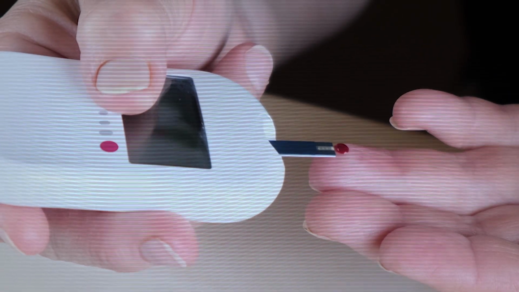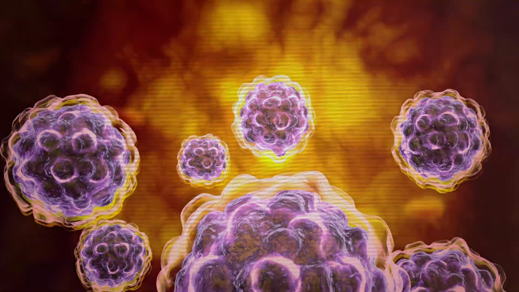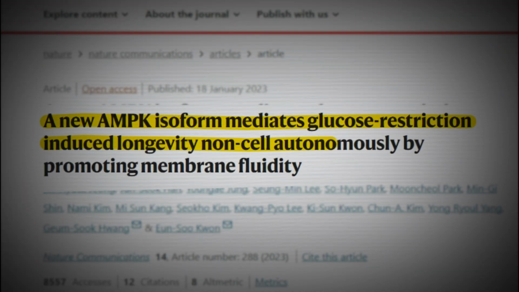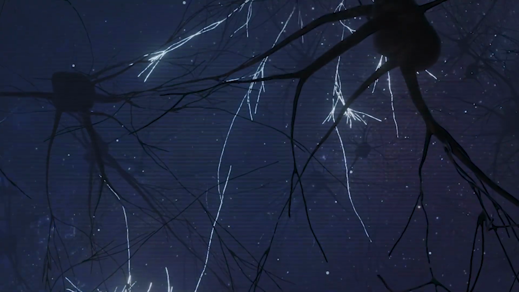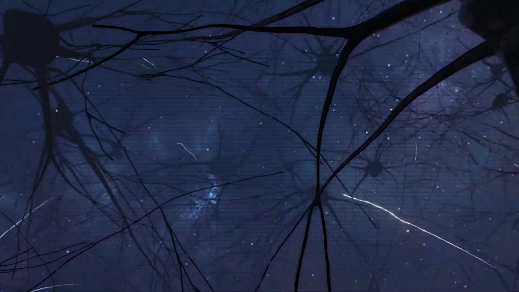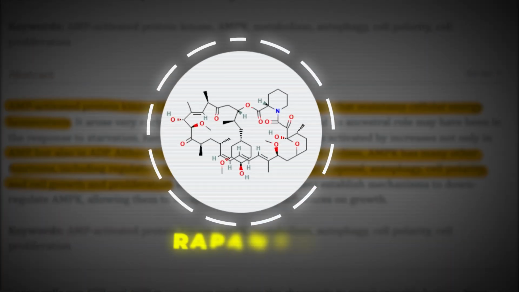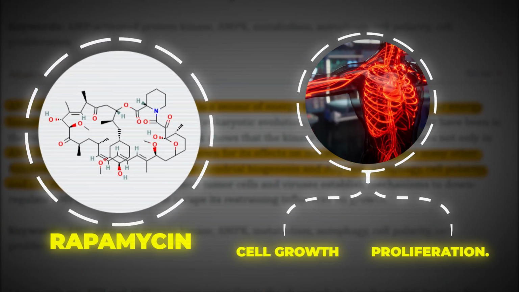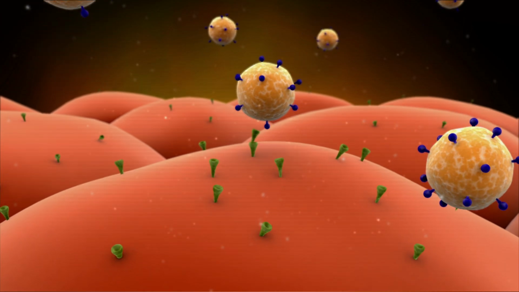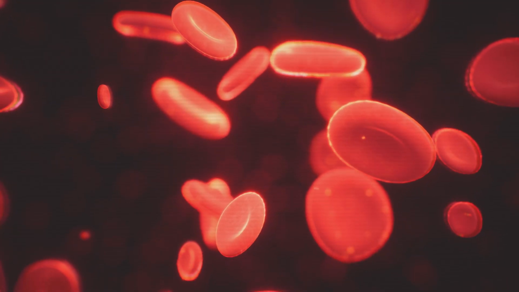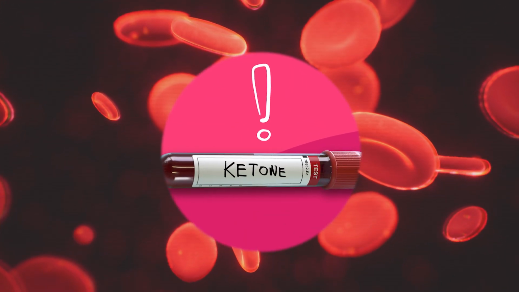This glucose deprivation imposes metabolic stress on cancer cells, which are less adaptable than normal cells to low glucose conditions. A 2022 study published in Nature Communications demonstrated that fasting-induced glucose restriction leads to the activation of AMP-activated protein kinase, also known as AMPK, which is a key energy sensor in cells. Activation of AMPK inhibits the mammalian target of rapamycin pathway, which is crucial for cell growth and proliferation. This inhibition leads to cell cycle arrest and apoptosis, or programmed cell death in cancer cells, while normal cells, which can utilize alternative energy sources like ketones, remain unharmed.